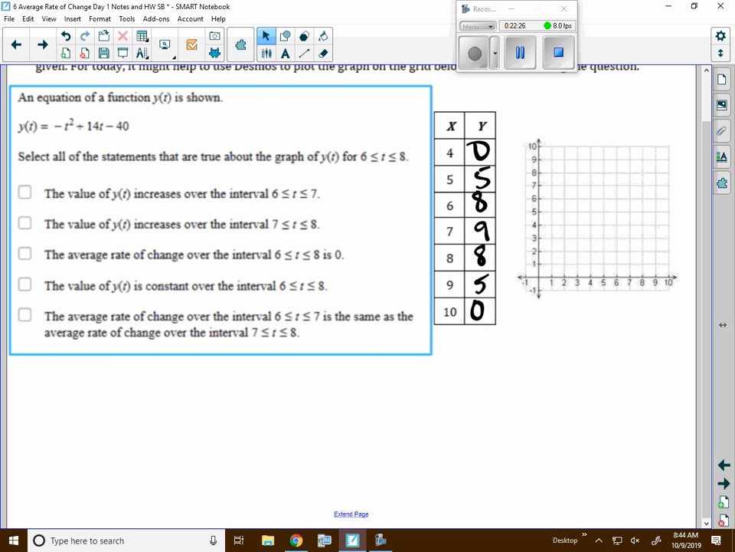It makes so much sense now. So much better. All right, 4, 0, 5, 5, 6, 8, 7, 8. Oh, this one.